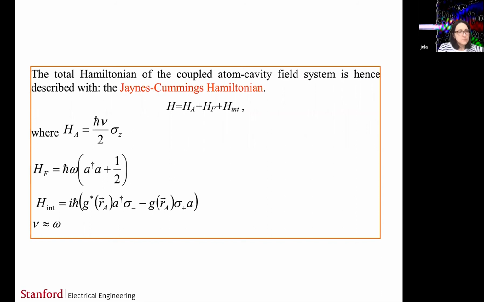Okay, so let's make a brief break, and then after the break, we'll see how we can use this to analyze strong coupling regime. Of course, if you have any questions, I'm happy to pick them up.